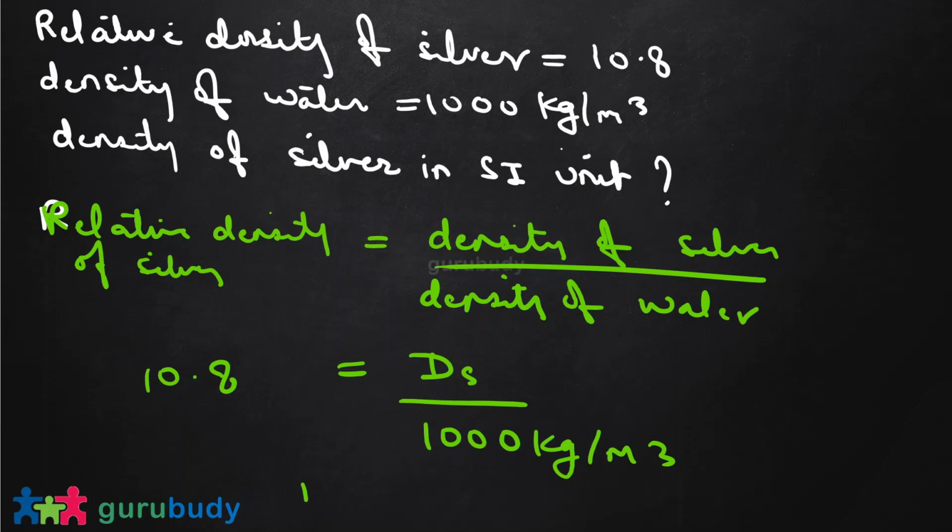If you plug these values in, you get Ds, which is the density of the silver, equal to 10,800 kg per meter cube. So it's pretty high compared to water, and that's how you use the relative density concept to solve problems. All right, so that would be the end of all the topics for this chapter, gravitation.